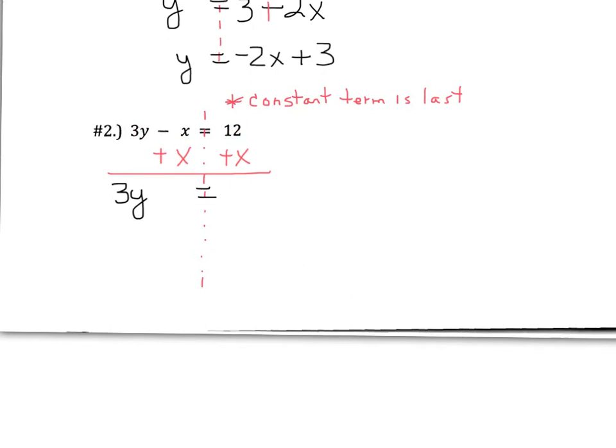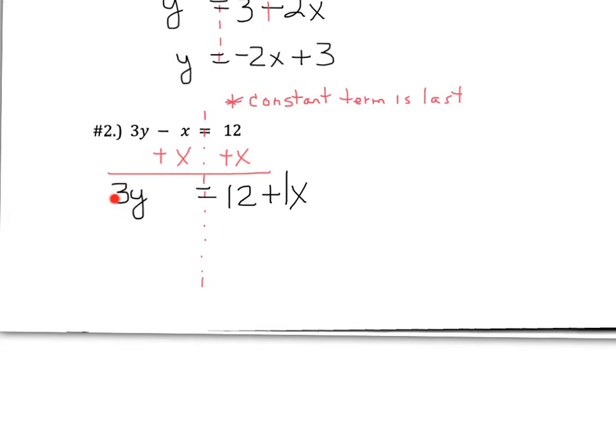And then a 12 plus an x, they're not like terms. 12 plus x, you just write 12 plus x. Now you might want to put a 1 in front of that x. 1x might be helpful. All right, we're almost there. We almost have y equals.